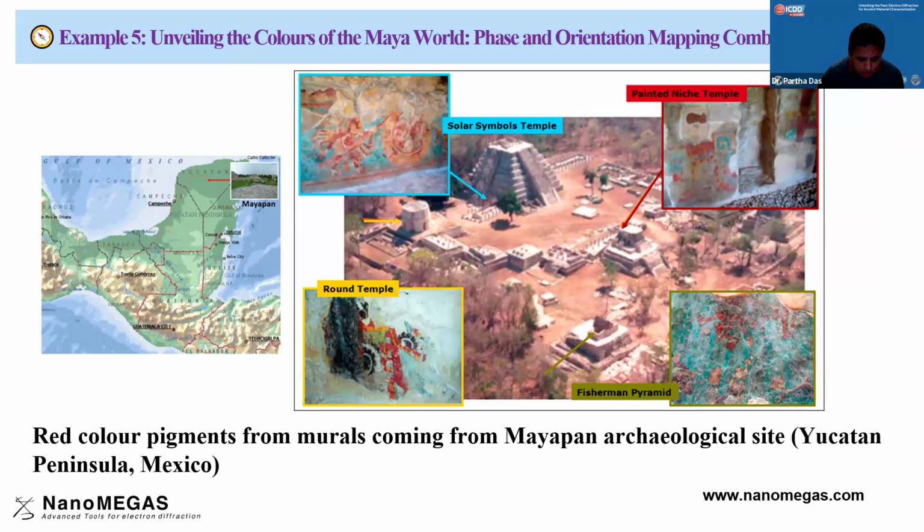So we have used this technique to study some pre-Hispanic Maya pigments, which come from the Mayapan archaeological site in the Yucatan Peninsula in Mexico. We have received pigments of different colors, blue, green, red, and our goal is to understand the techniques and materials used in these preparations. We received pigments of 3 to 4 colors, but I will focus on the red pigments here.